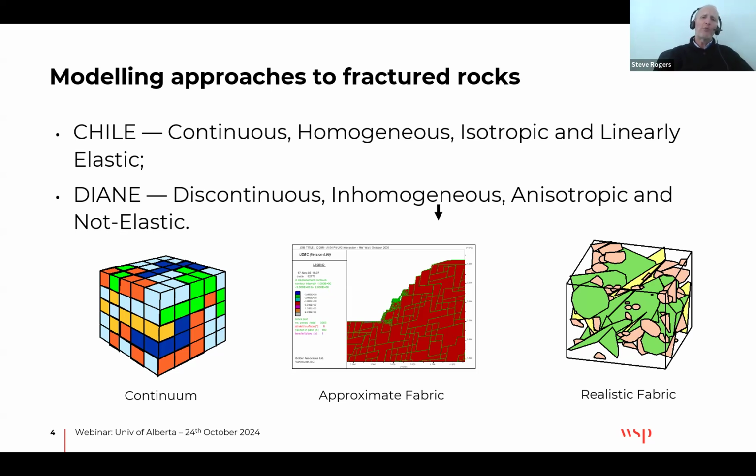We could use an approximate fabric. Lots of software has a way of putting some kind of simple DFN into a model. But really, I want us to think about, well, we put all this effort into characterization. Why can't we actually turn that characterization into realistic descriptions of the fracture network that's present within whatever it is we're working on, and then try and use that for some different applications.